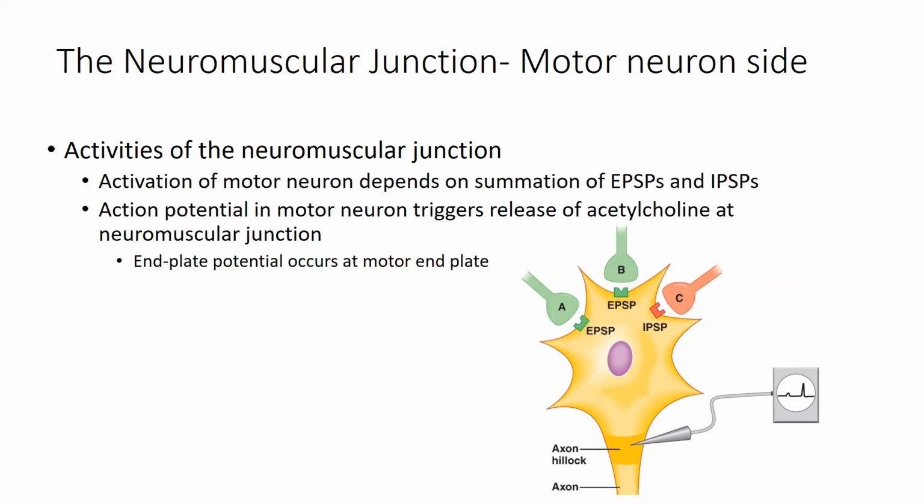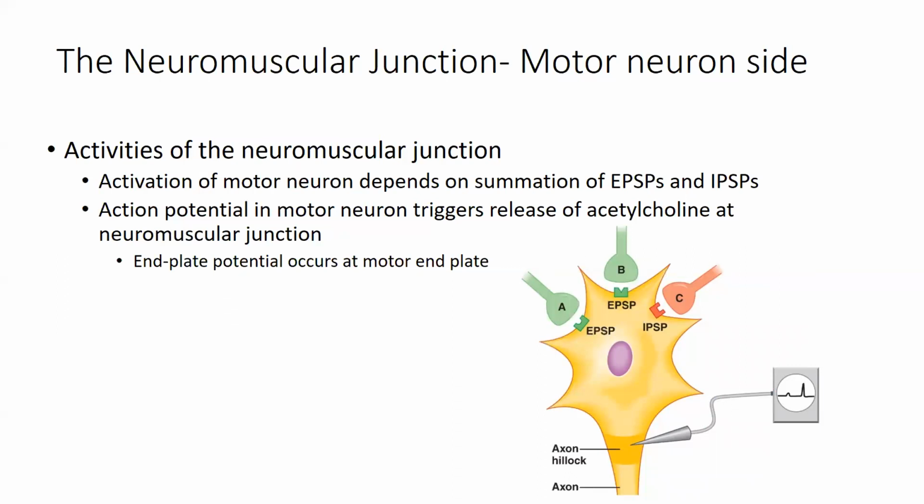Now, when an action potential is propagated, we have enough excitatory postsynaptic potential to activate an action potential. This is going to trigger it right down the length of that neuron, and it's going to trigger the release of acetylcholine from that axon terminal.